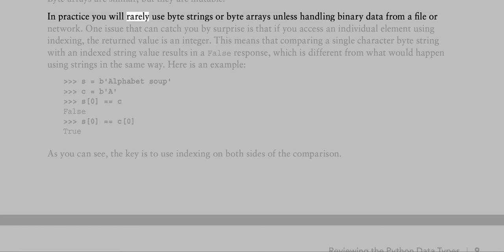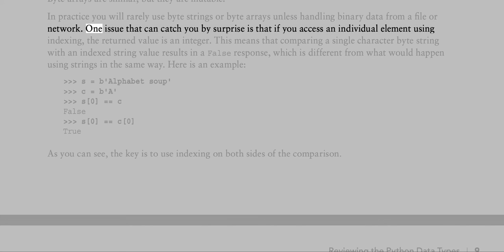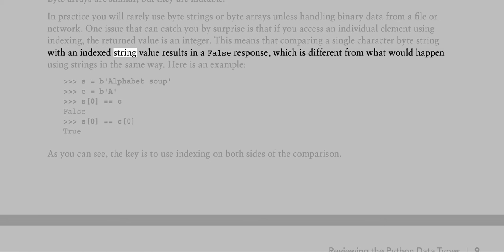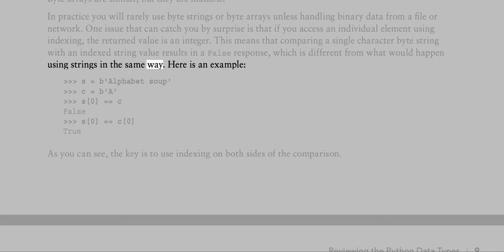In practice, you will rarely use byte strings or byte arrays unless handling binary data from a file or network. One issue that can catch you by surprise is that if you access an individual element using indexing, the returned value is an integer. This means that comparing a single character byte string with an indexed string value results in a false response, which is different from what would happen using strings in the same way. Here is an example. s = b'alphabet soup', c = b'a'. s[0] == c is False. s[0] == c[0] is True. As you can see, the key is to use indexing on both sides of the comparison.